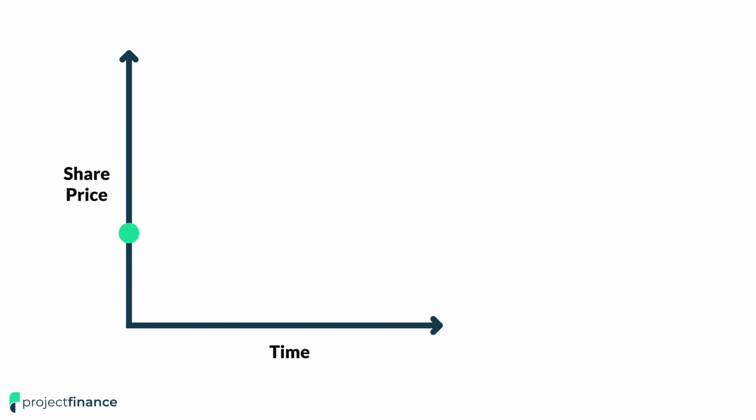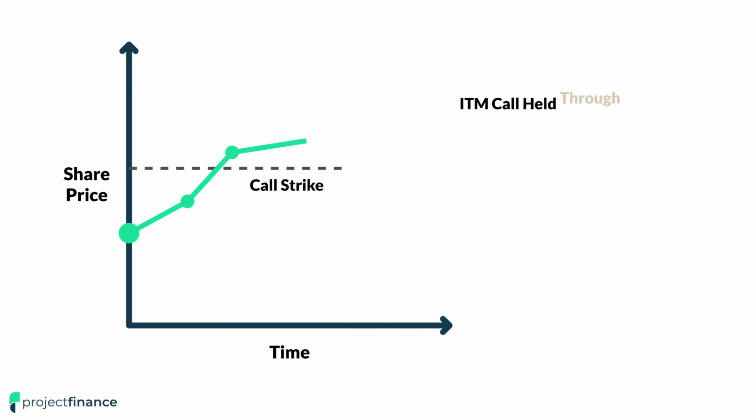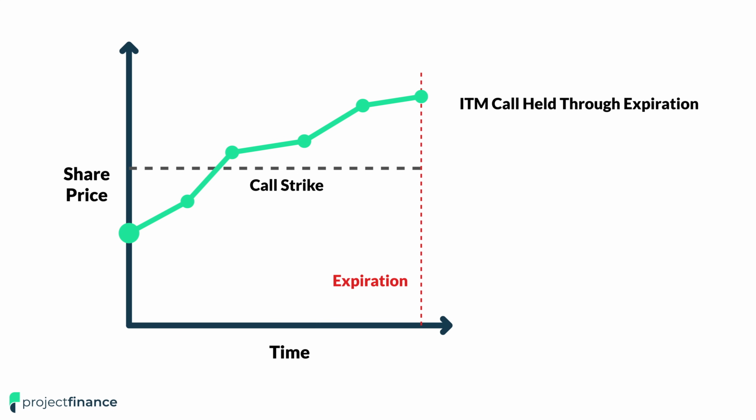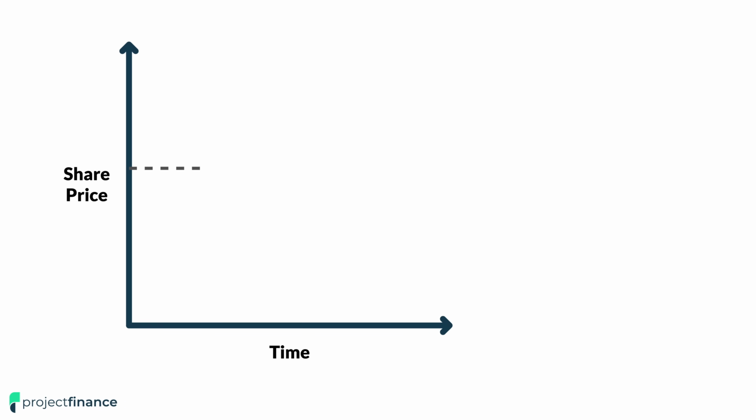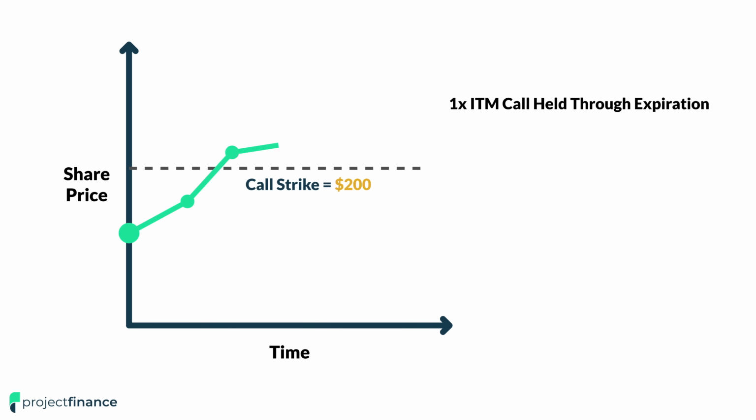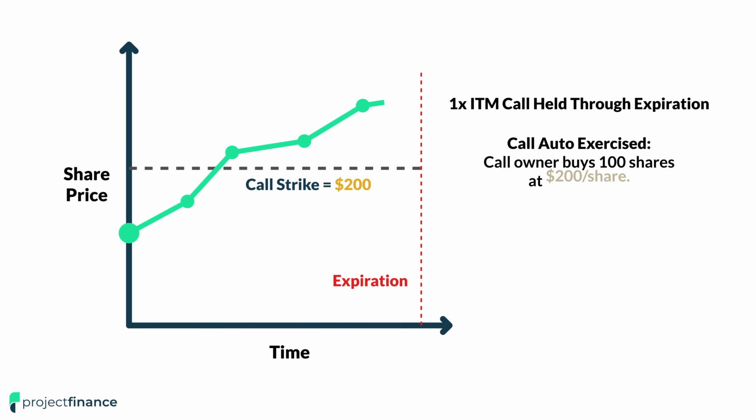If the stock price is above the call option strike price at the time of expiration and you hold the call option position through expiration, the call option will automatically get exercised, which means you will immediately purchase 100 shares of stock per call option contract at the call option's strike price. For example, if you have $10,000 in your account and you allow a 200 strike call to expire in the money, you'll buy 100 shares at $200 per share, and that means you will spend a total of $20,000 on those shares.